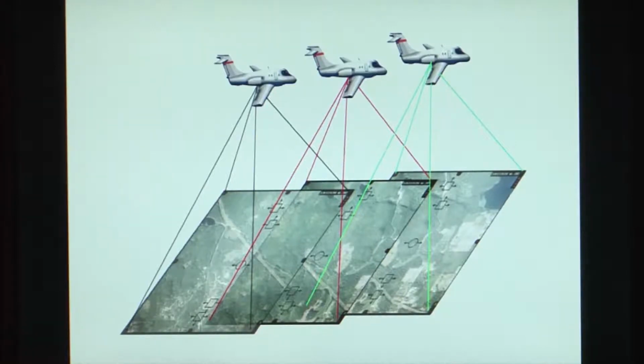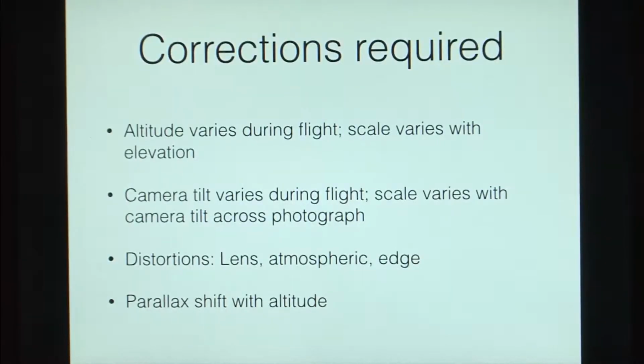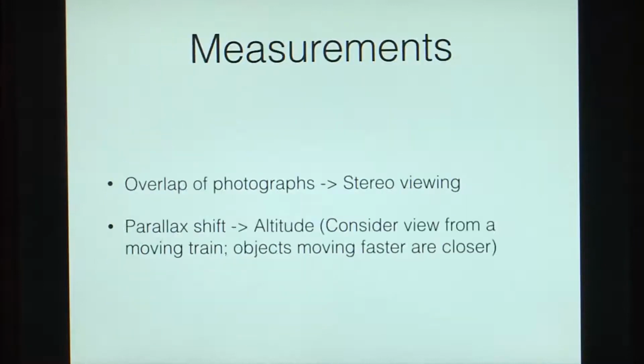Then we saw that in the case of aerial photogrammetry especially, the photographs that are taken have some amount of overlap between two pictures, and this overlap is then used for triangulating different distances. There are a number of corrections that are required. These days these corrections can be done automatically by using a number of different software packages. Then we can take measurements by using this principle of stereo viewing.